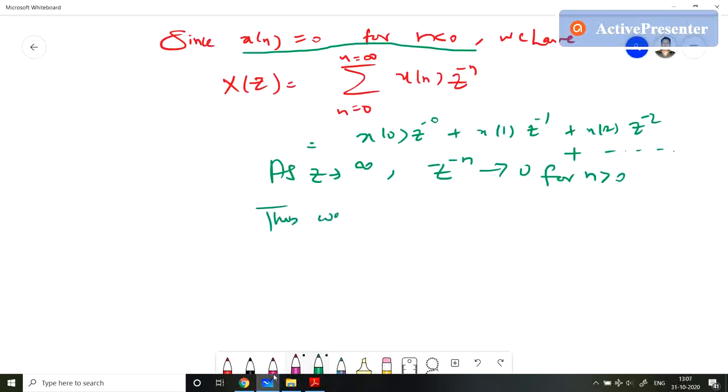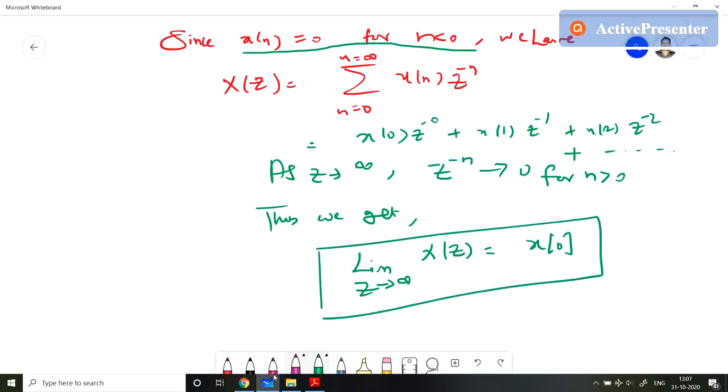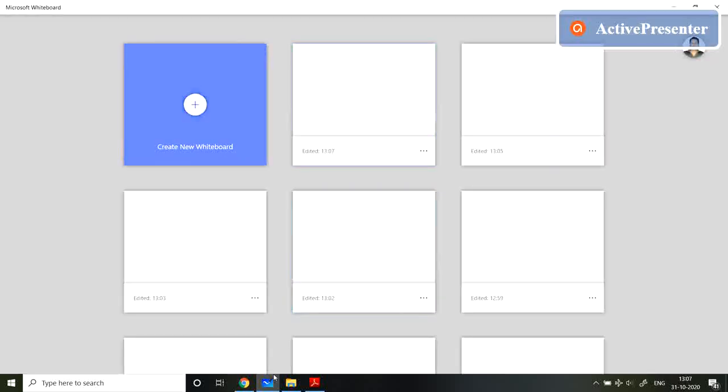So thus we get limit z tends to infinity X(z) is equal to x0, hence proved. So this is called the initial value theorem.